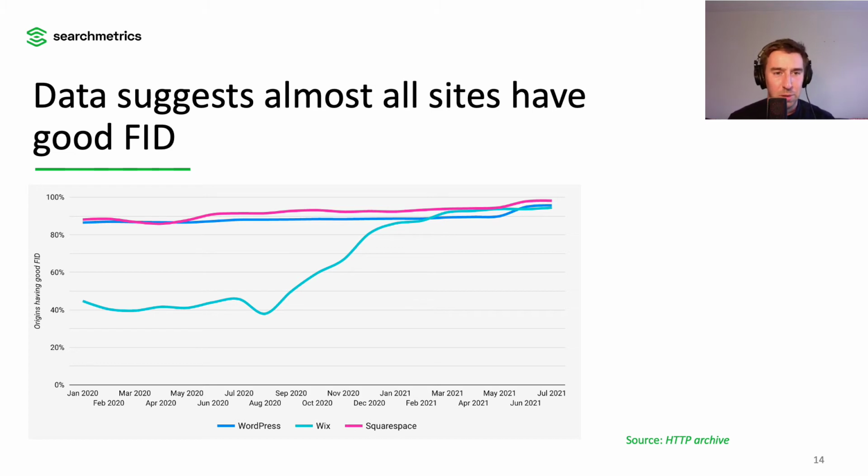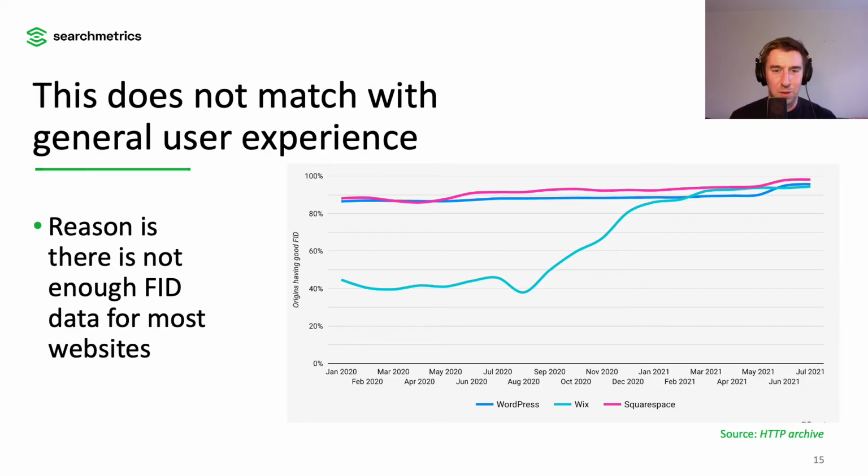Looking at our 3 web builders for June 2021 out to July 2021, it looks like almost 100% of websites built with these 3 web builders have a good FID. This obviously does not match with general user experience. Typically on both desktop and mobile, user experience is not great. Often we have a slight delay. So what's actually going on here?